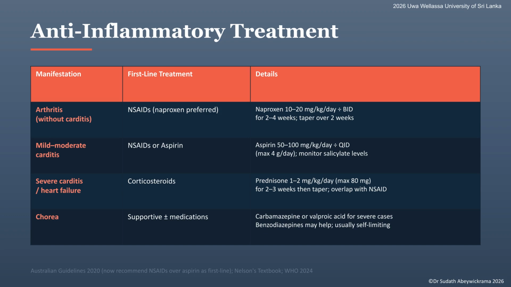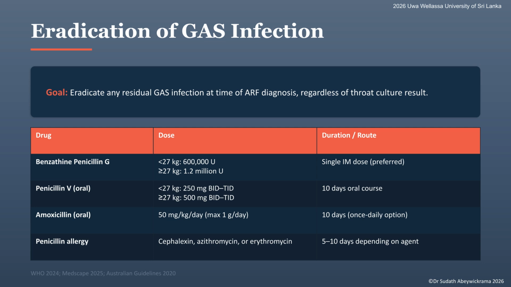Treatment for chorea involves supportive care and medications like valproate or carbamazepine, as anti-inflammatory agents are ineffective. The goal of GAS eradication is to eliminate any residual infection at the time of ARF diagnosis, regardless of throat culture status. A single dose of benzathine penicillin G intramuscularly is the regimen of choice. Alternatives, such as oral penicillin V, can be used.